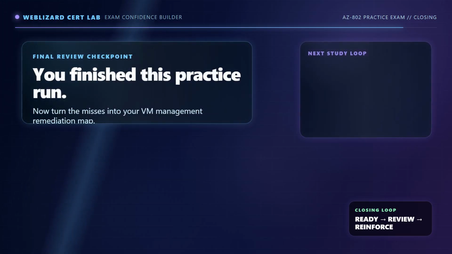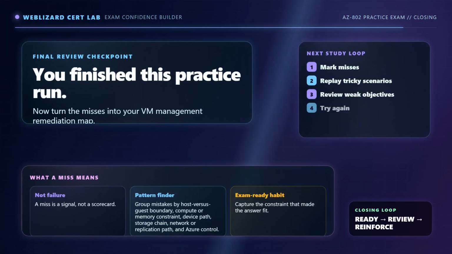You finished the Hyper-V and Virtual Machine Management Deep Dive. Sort any misses into 6 boundaries: host versus guest, compute and memory, device and GPU, storage and checkpoints, network and replication, or Azure availability and secure access. Replay only the patterns you missed to build a precise remediation plan.